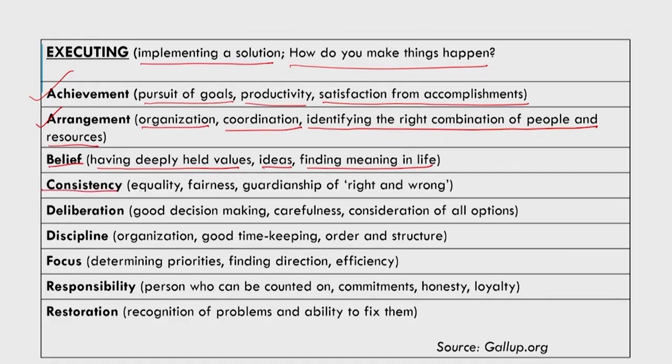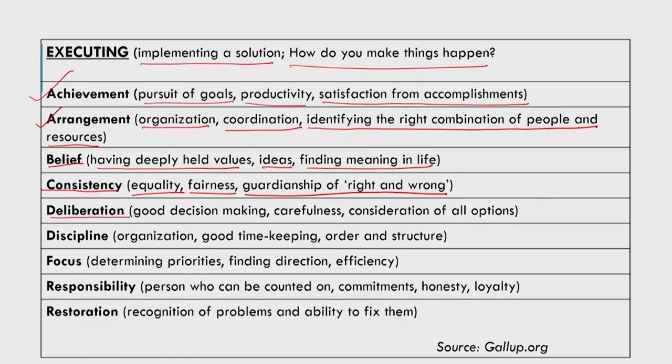Consistency is about perception of equality, fairness, guardianship of right and wrong. So, this is more related to the concept of justice that we have discussed in the VIA classification. People with the strength of consistency have a sense of equality among the people around them; they see a sense of equality and fairness in whatever they do. Basically, it also includes the guardianship of what is right and wrong. This is also an important strength associated with executing.